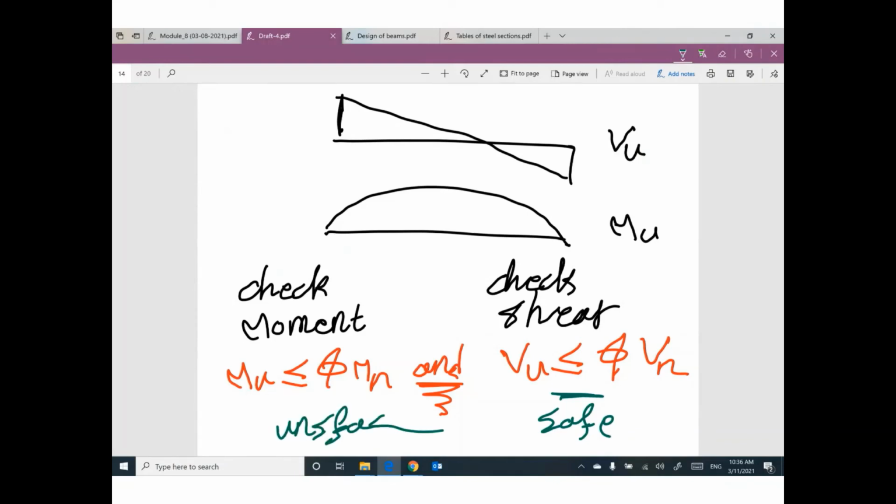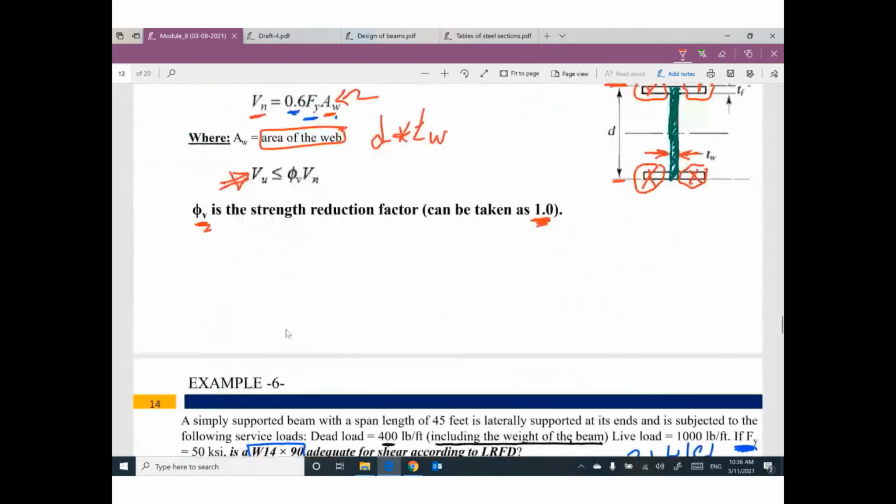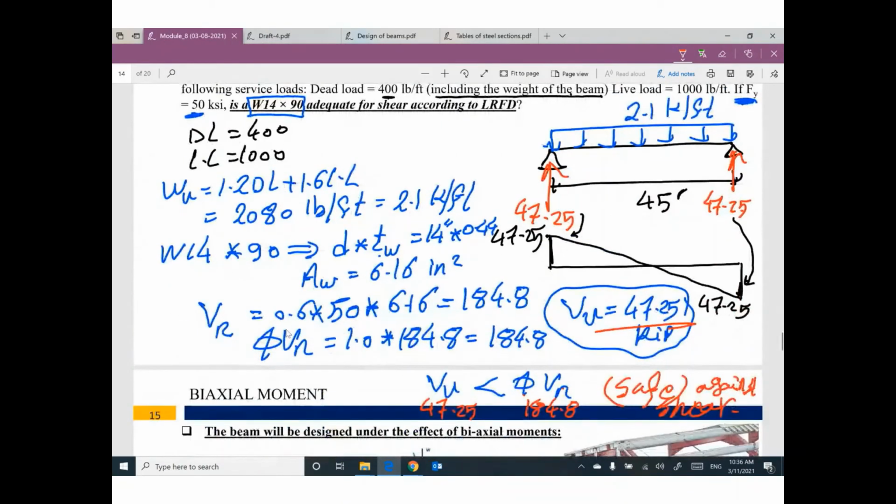Your cross section must satisfy moment and must satisfy shear. Shear is a piece of cake. Just find the value of V ultimate from structural analysis. The value of Vn is 0.6 times F yield times area of the web. To get the area of the web, you need the depth of the cross section and the thickness of the web, and F yield will be given. You can figure out the value of Vn. Phi is assumed to be 1, so you can get the design shear strength. Then you can make the comparison.